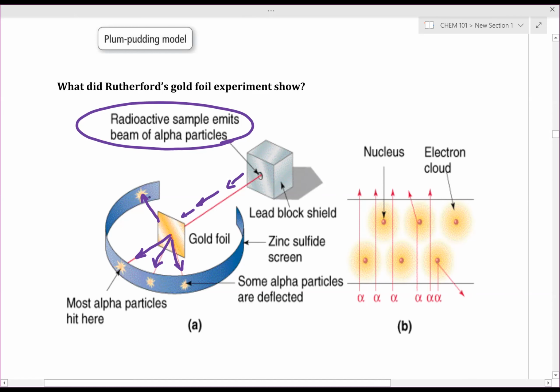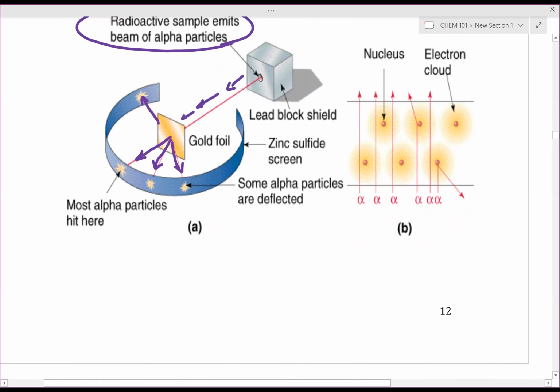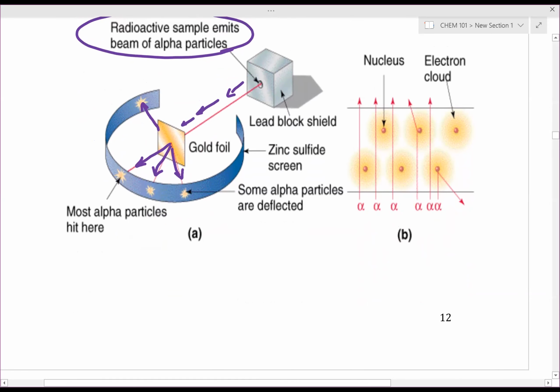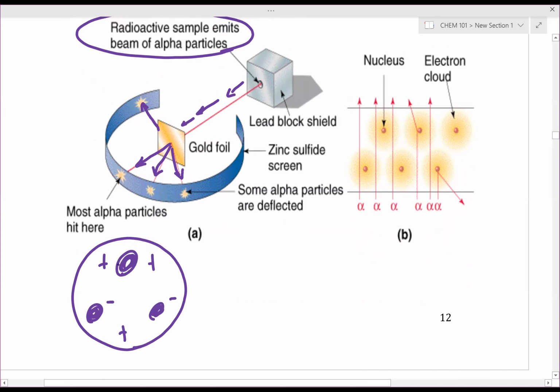Now, gold foil may seem like a solid object in our day-to-day life, but thinking about it from the perspective of the plum pudding model, we would expect this region of positive charge and localized chunks of negative charge. Okay, so here's our plum pudding model.